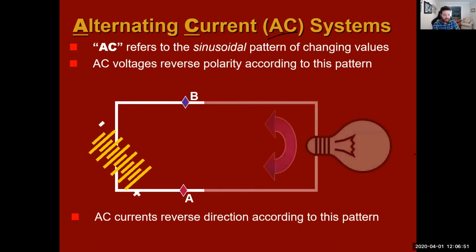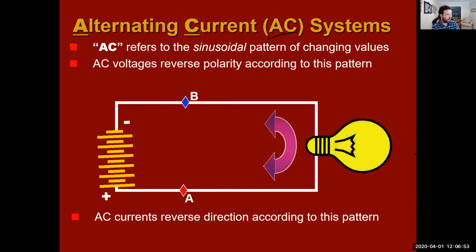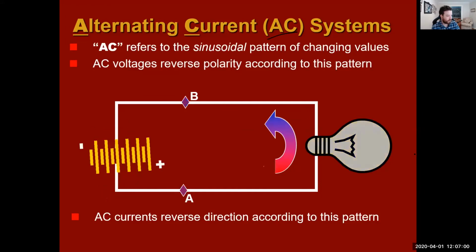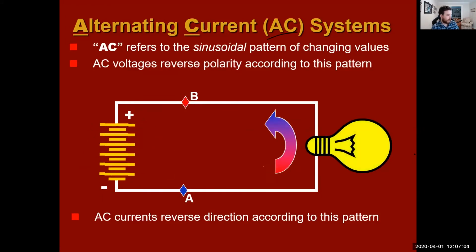AC current reverses direction according to this pattern. The big thing that you'll see is that light bulbs all around us are actually flickering, but they're flickering so quickly that we won't actually be able to see them. That's even happening right now.